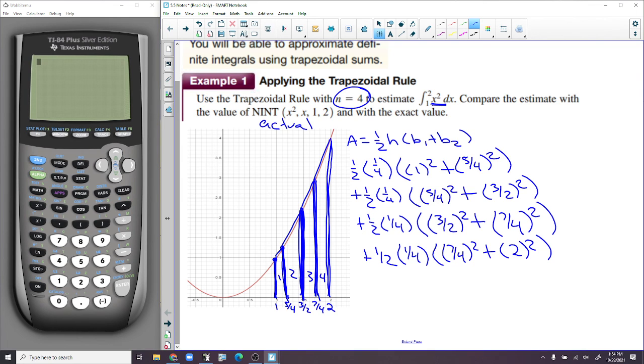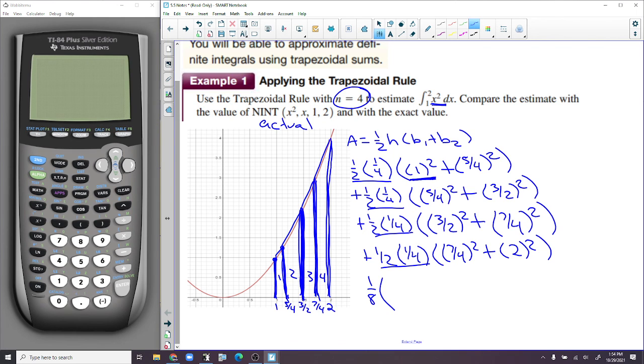Now, if all the heights are the same, we can simplify this a little bit. We don't have to go through all of this. First of all, it looks like we have 1/8 in all of them, and it's multiplication. So let's factor out a 1/8. And there's a reason I'm doing this. I know I could plug this in the calculator and get an answer, but we're trying to develop this method that we're going to use and make sense of it.